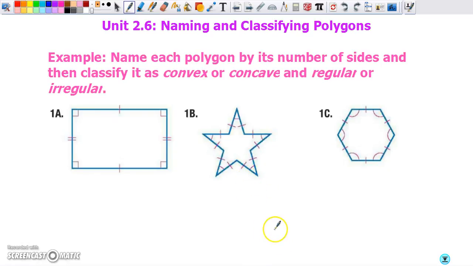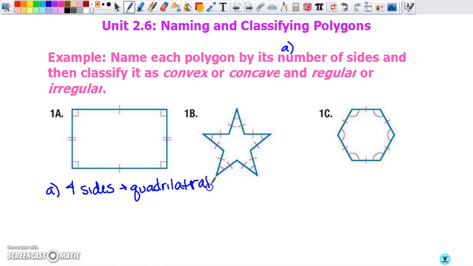Okay, so we are going to name and classify polygons. We have 3 different polygons down here. We're going to name each based on its number of sides first, then convex versus concave, and then regular or irregular. I'm going to start with the first one. Based on its number of sides, A, this has 4 sides. So 4 sides means it is a quadrilateral.